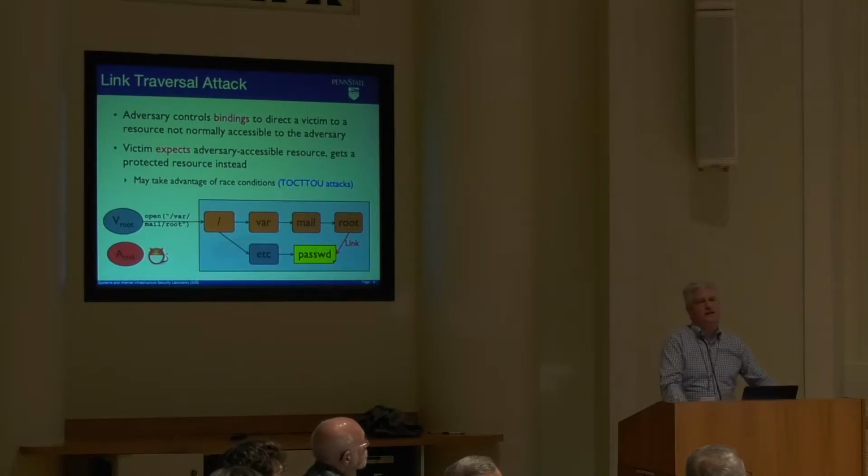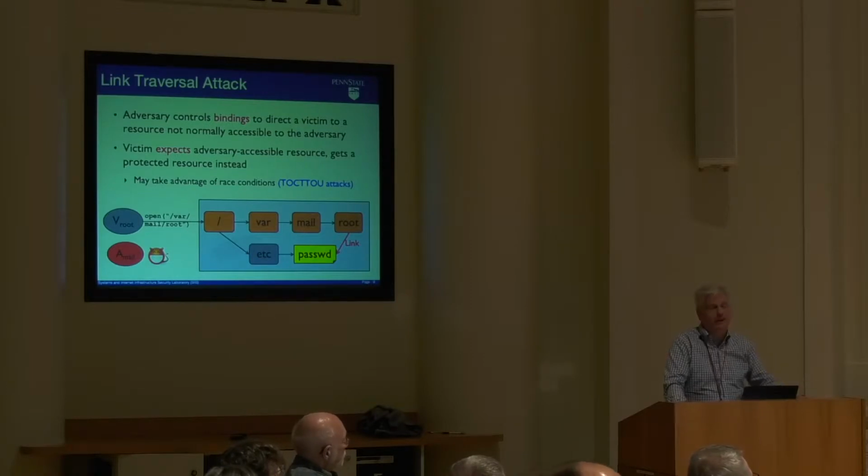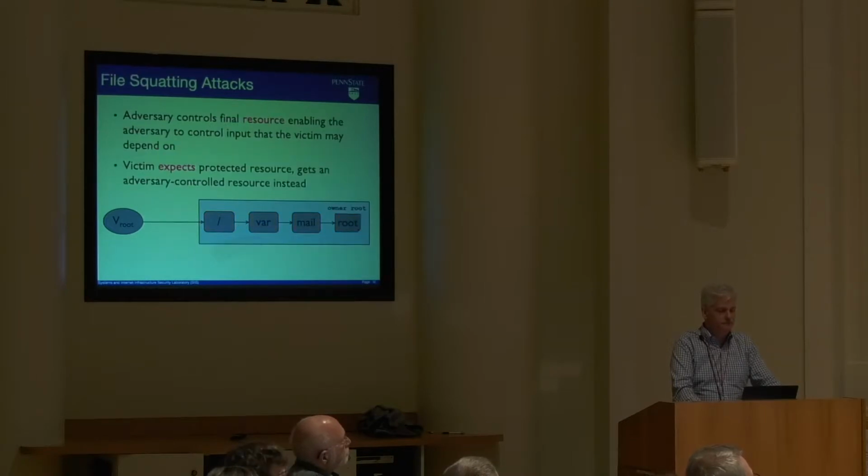And also this attack has been studied a lot because it's kind of tricky. There are various race conditions. So even if the victim is trying to check that var mail root is really a file, the adversary can, due to a race condition, change that to a link between the check of the file and the actual opening of the file. So the victim can still be redirected to the resource that was unexpected, even though they were looking for it. If they're not looking for it quite the right way, they can still be attacked.